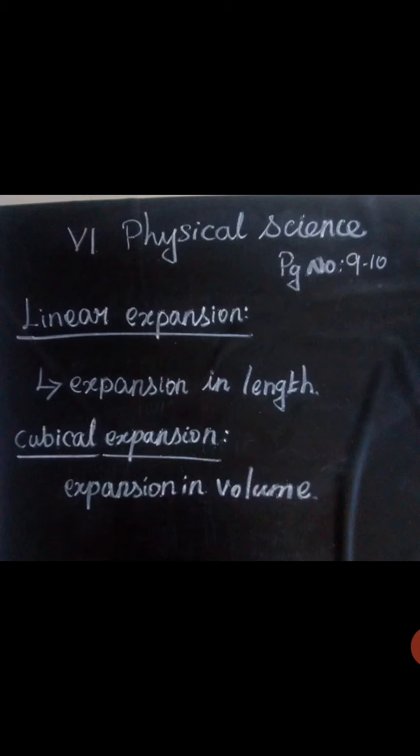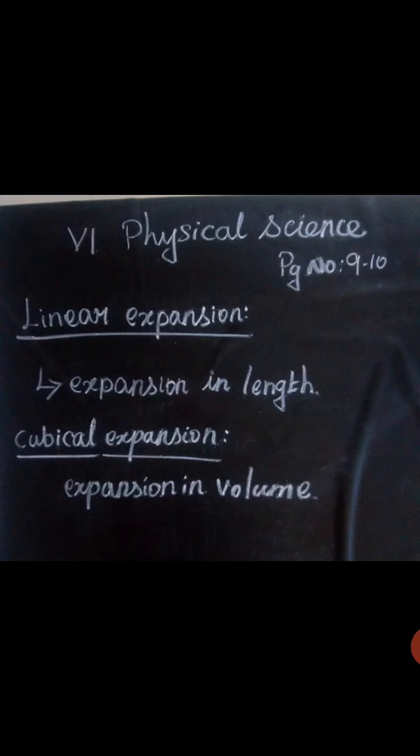If you give heat energy, the solid material expands in its length, that is known as linear expansion. Then cubical expansion means if you give heat energy, the solid material expands in its volume, that is known as cubical expansion. Volume means length, breadth, height. When this increases, that is cubical expansion. So length increased means linear expansion. Volume increased means cubical expansion.